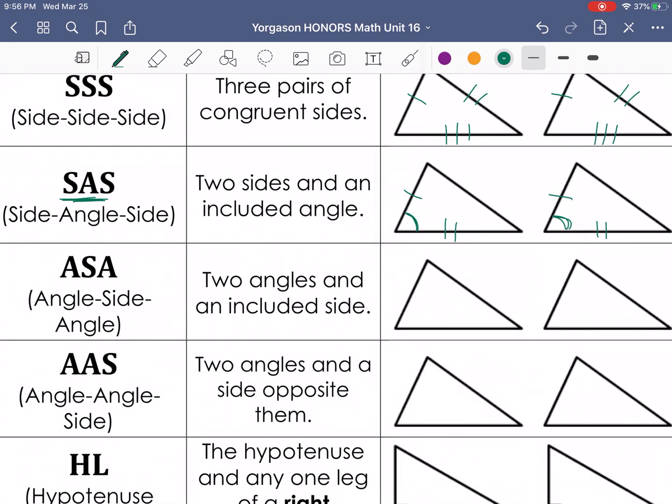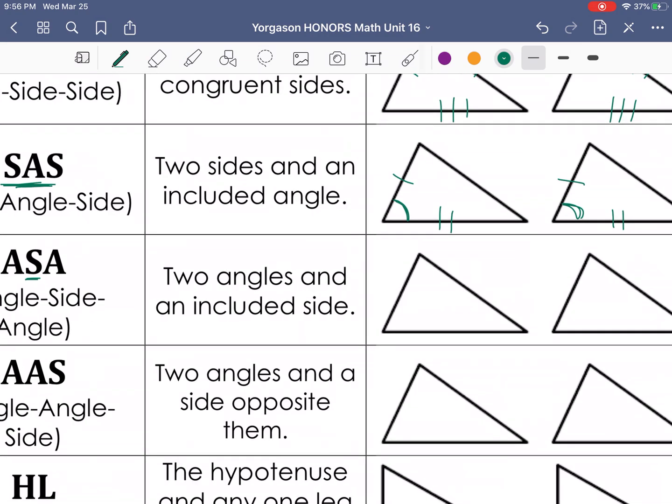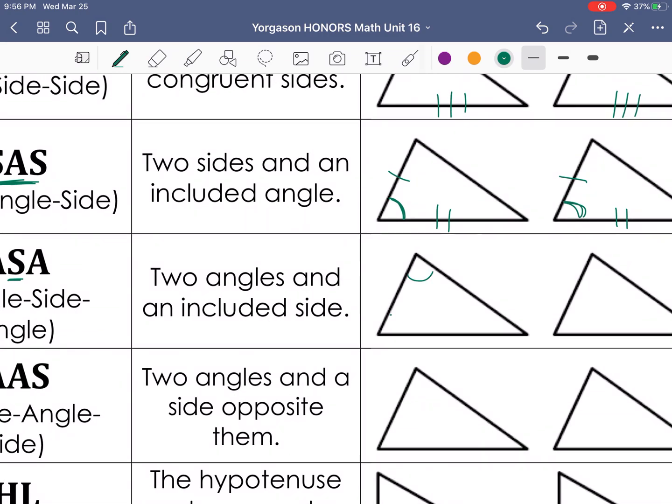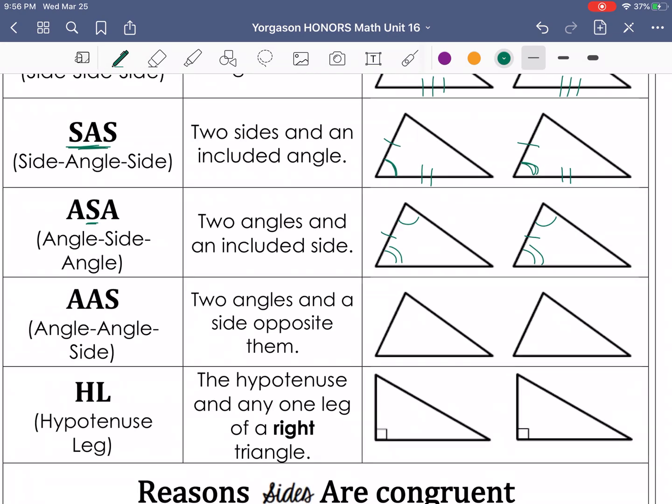Then we have angle, side, angle. And with this one, the side that is a match has to be between the two angles that are a match. So if we could prove that that much is congruent in these two triangles, then we could prove that the triangles were congruent, right? So we're looking for shortcuts to prove triangle congruency.